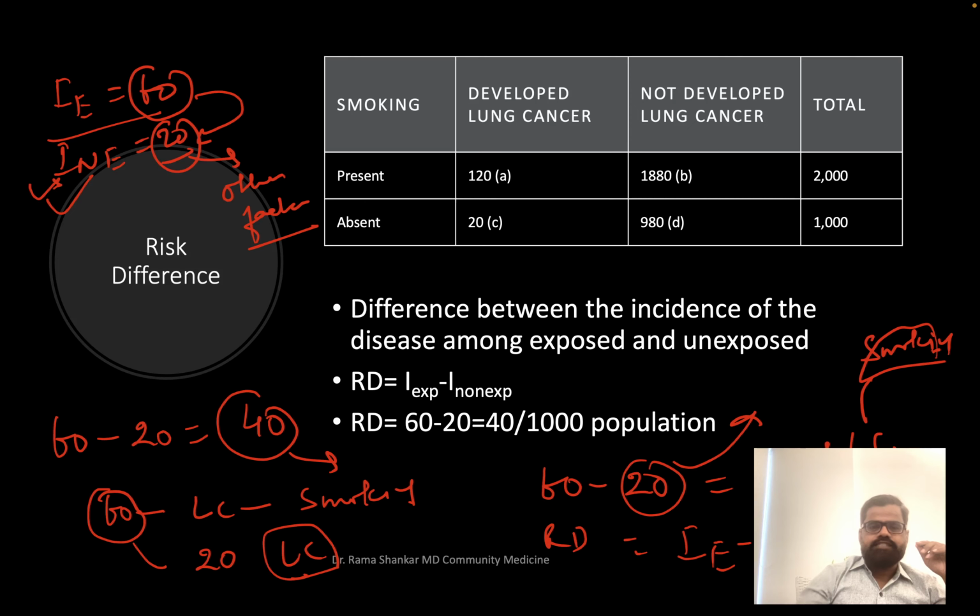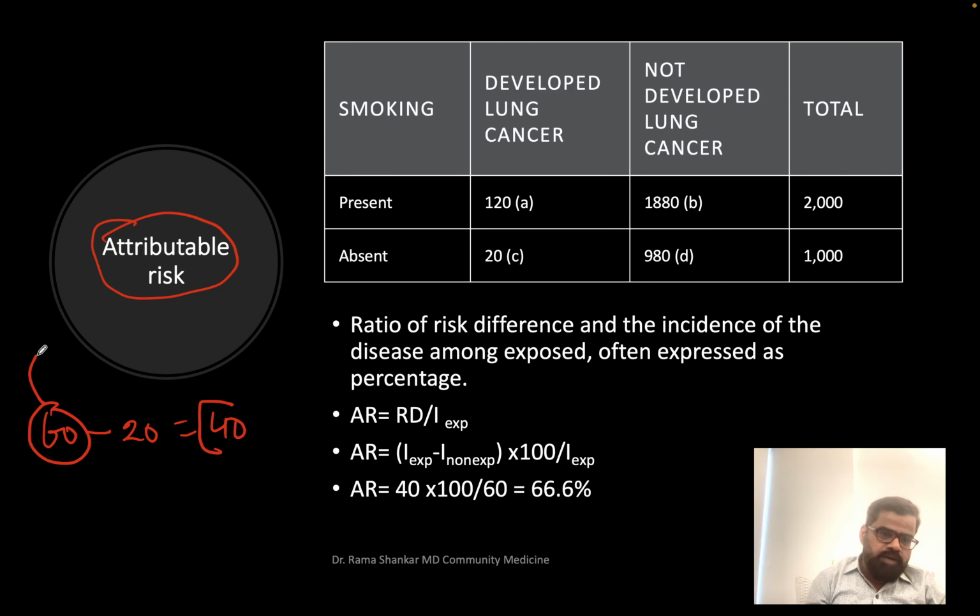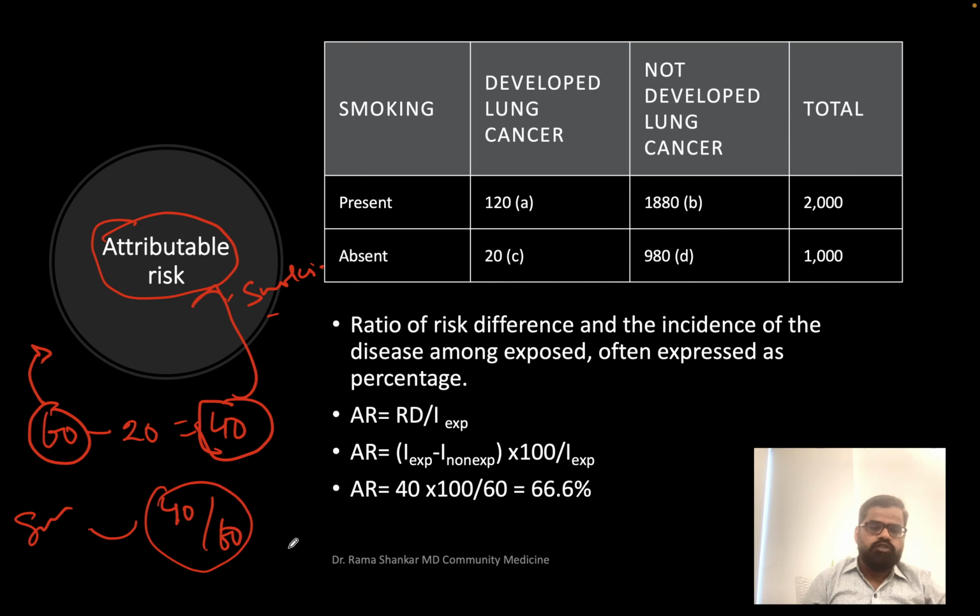Now if you have understood this, it will help you to understand attributable risk. Now what is this attributable risk? What I did, okay, from 60 I subtracted 20, so I got 40. So I am saying out of 60 who developed lung cancer among smokers, 40 is definitely attributed to smoking, definitely 100%, this 40. So 40 out of 60 you can attribute to smoking. So what will you do? 40 by 60, and if you take the percentage, it becomes 66.6%.